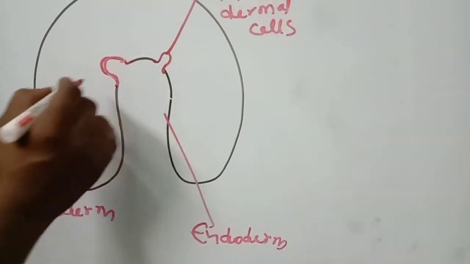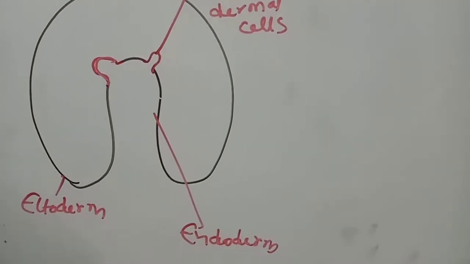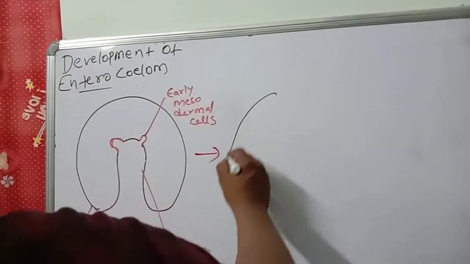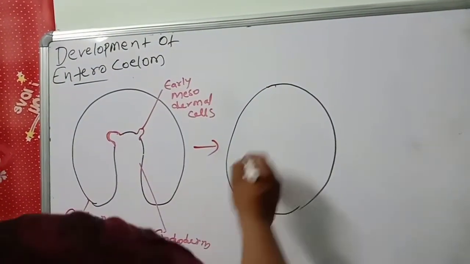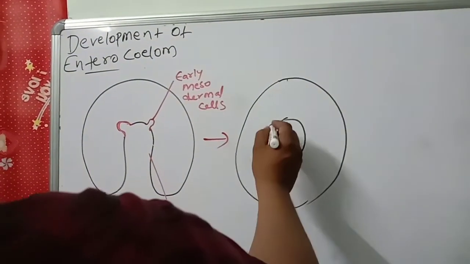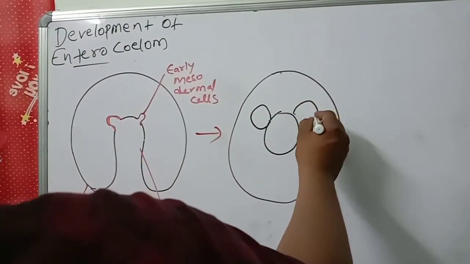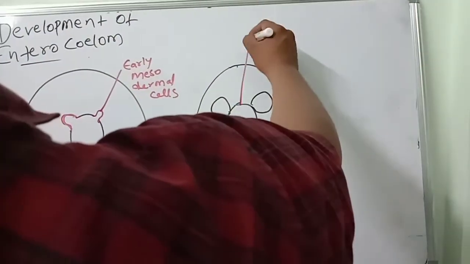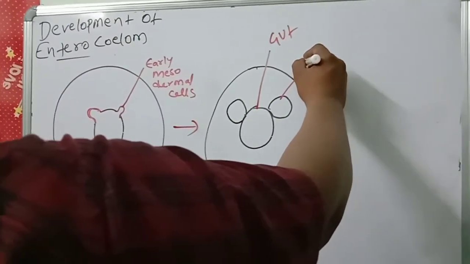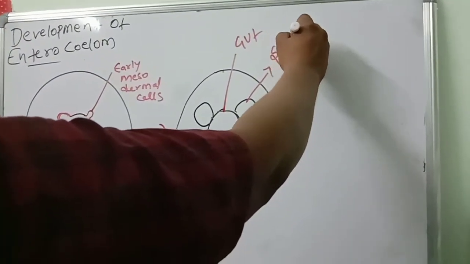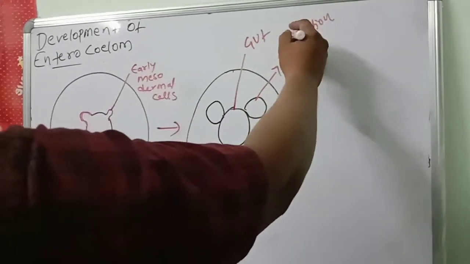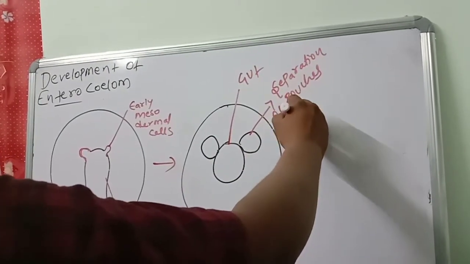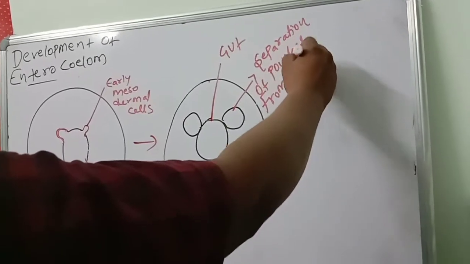So this is archenteron. Later, see what will happen. The round circle, you know very well, is ectoderm and gut region. These are developing like this. This is called gut. These are called separation of pouches from the gut.